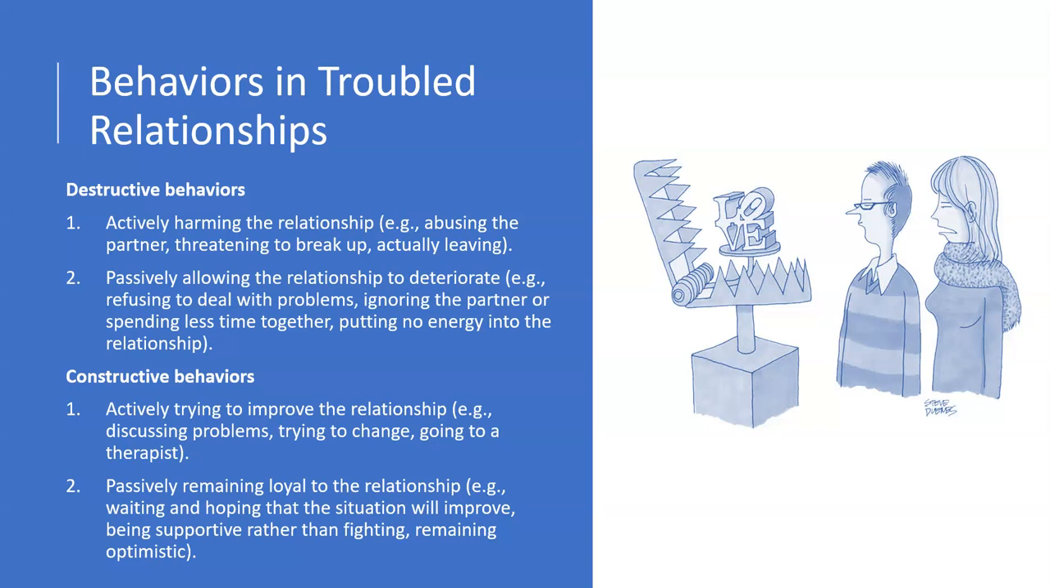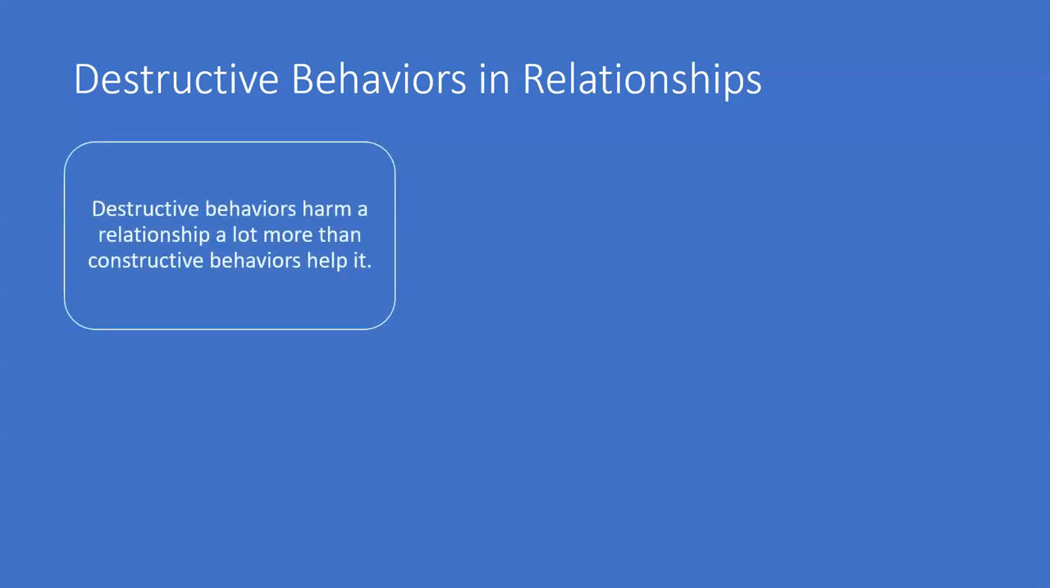Now, as you might guess, actively constructive behaviors tend to be more effective in helping relationships move in a more positive direction. Passive approaches, not so much. I mean, the relationship was unlikely to change when people are simply passively constructive. Let's take a look at destructive behaviors in more detail.